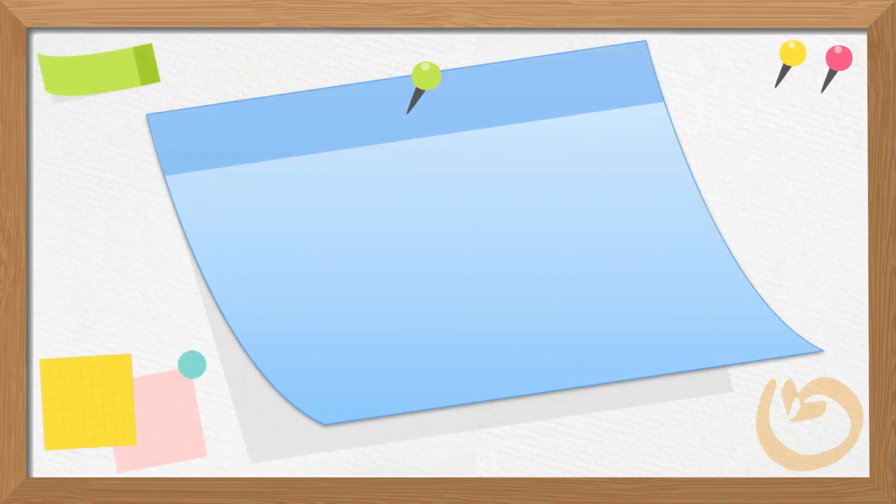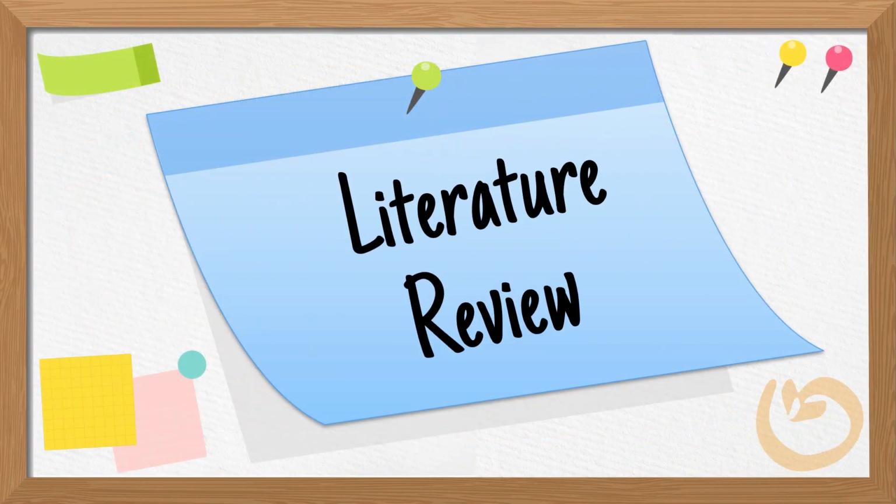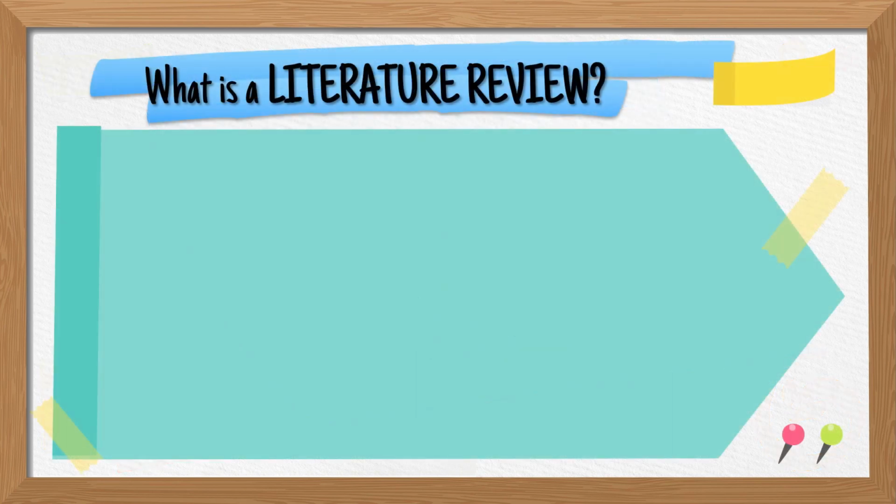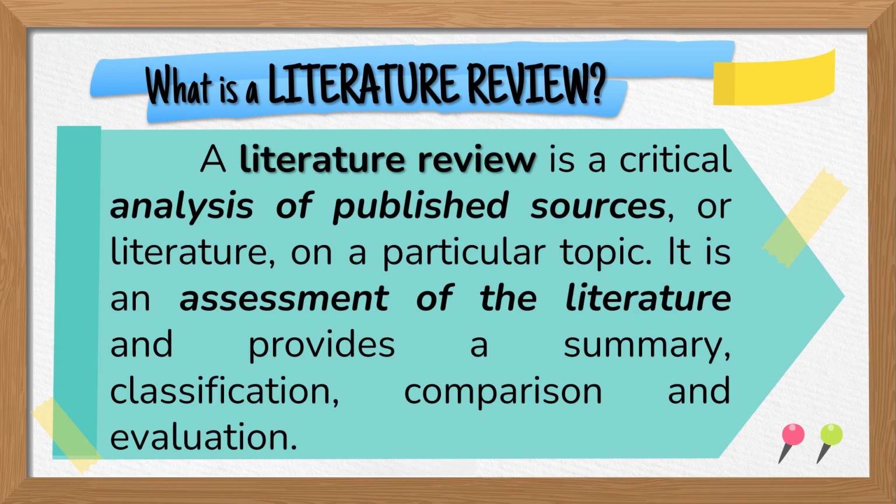The second type of academic writing that we have to learn is writing a literature review. So what is a literature review? A literature review is a critical analysis of published sources or literature on a particular topic. It is an assessment of the literature and provides a summary, classification, comparison, and evaluation. At postgraduate level, literature reviews can be incorporated into an article, a research report, or thesis. At undergraduate level, literature reviews can be a separate standalone assessment.